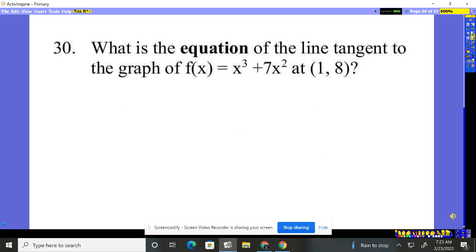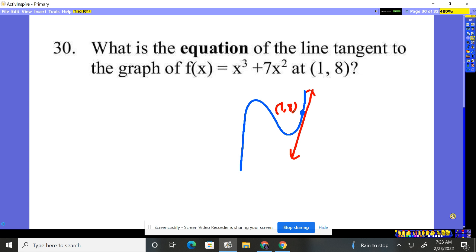What is the equation of the line tangent to the graph? Okay, this time here's our line. We're at the point (1, 8). We have a tangent line. That was a little bit better of a tangent line. And we're at the point (1, 8). Well, if I want the equation of it now, I don't want just the slope. I want to go further. I want to get the entire equation.